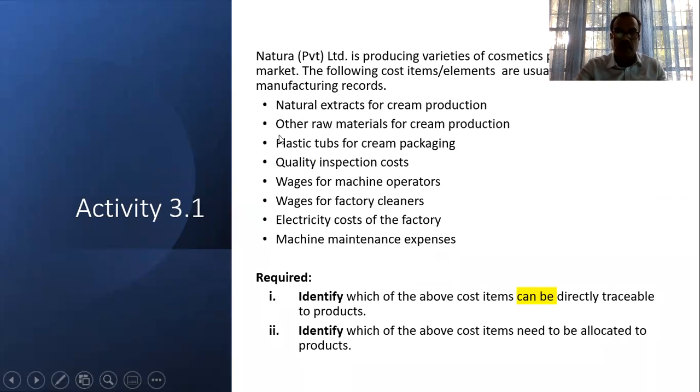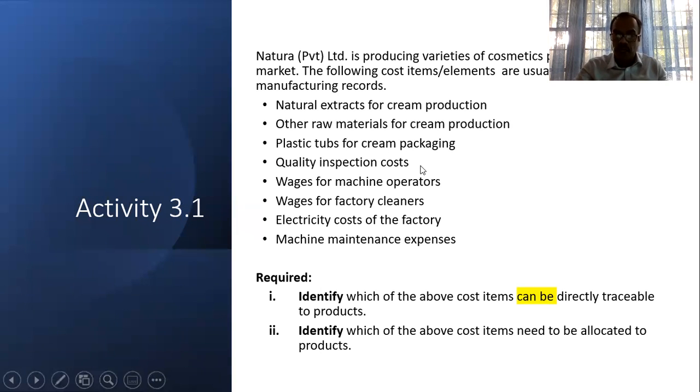At Natura Private Limited, the following cost items are usually reported in the manufacturing records: natural extracts for cream production, other raw materials, so maybe assume a particular face cream, and plastic tubs used for packing these things, containers in other words.